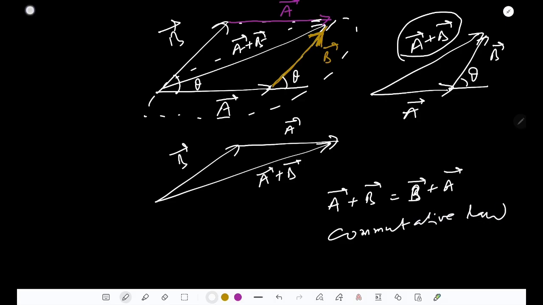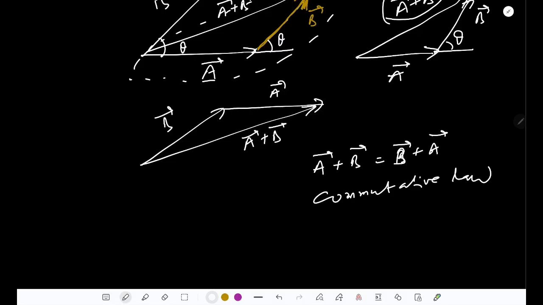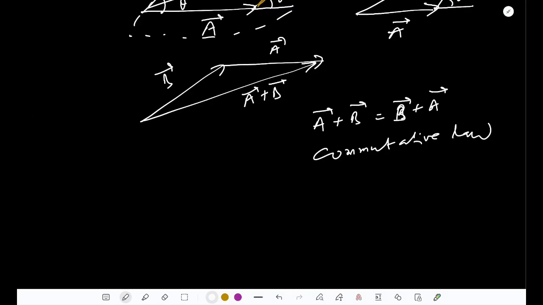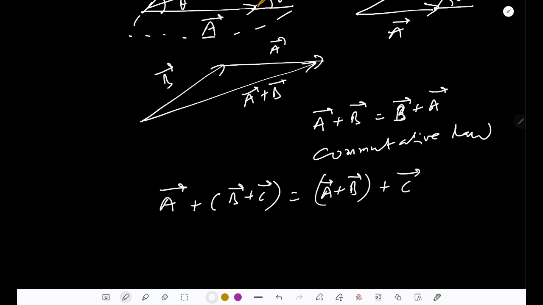The order doesn't matter here. You can see one more thing, that this vector addition also obeys the associative law. That means you can write (a plus b) plus c is equal to a plus (b plus c) as well. There's nothing special about it.